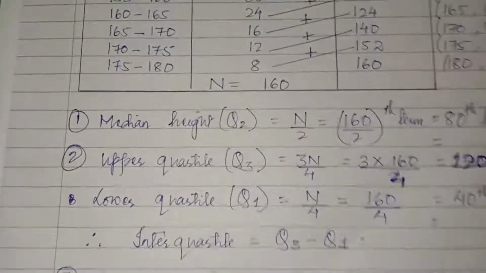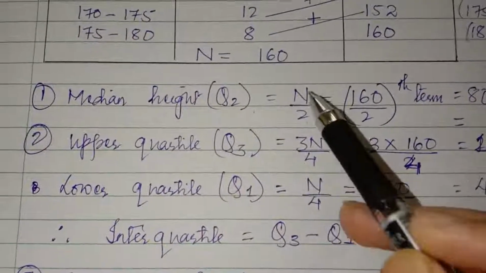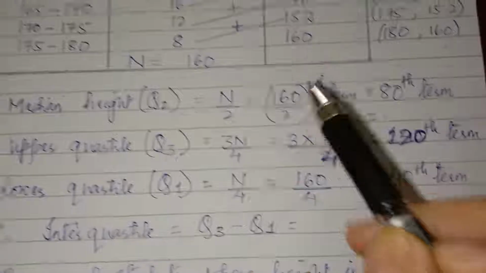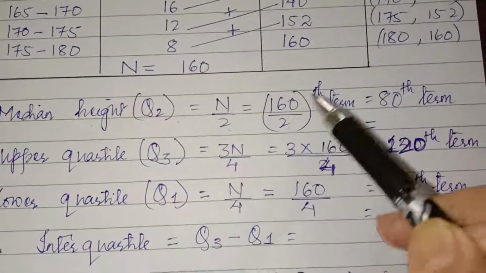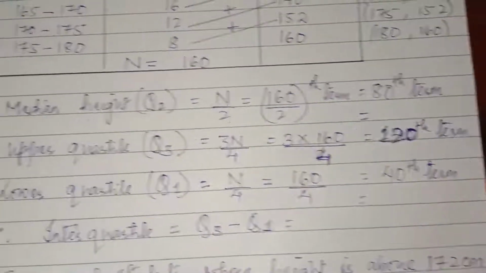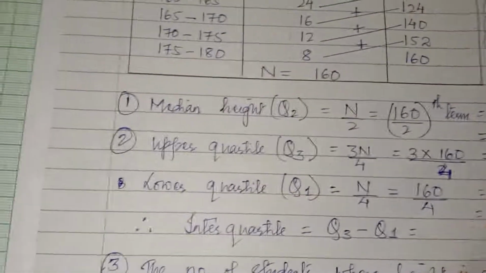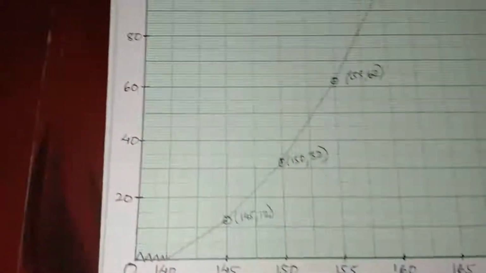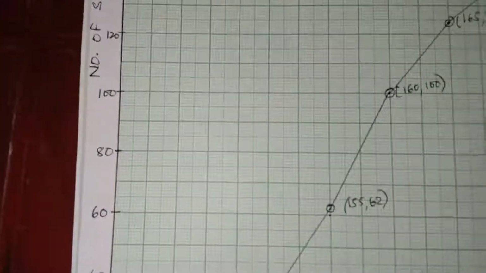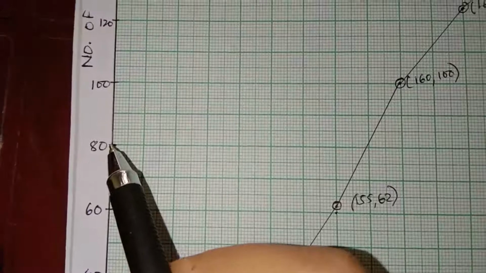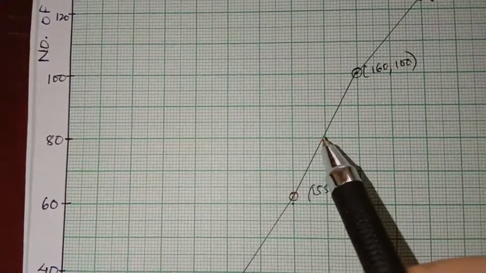Median height. Median is Q2, and its formula is the n by 2th term. N is 160. 160 by 2 is the 80th term. So this one you have to check here. Okay, the 80th term. Here is 80. So from 80, you have to draw one line to join this graph.